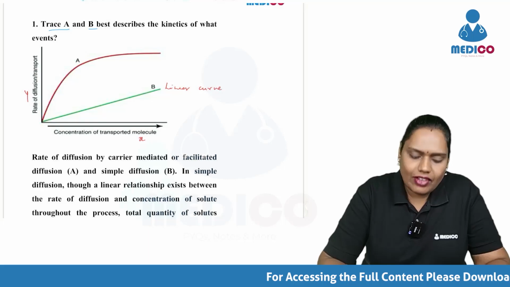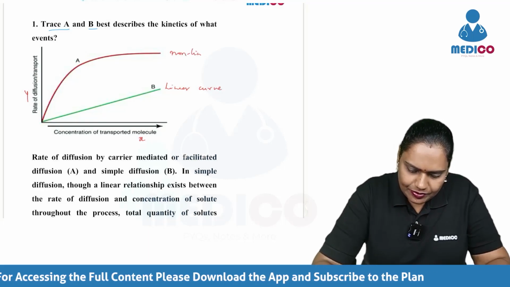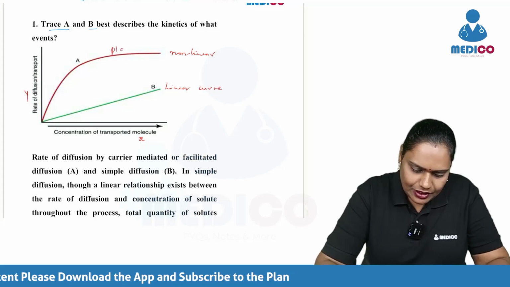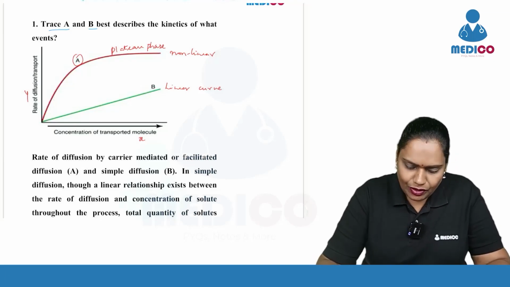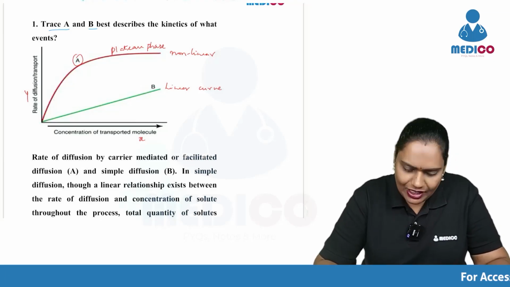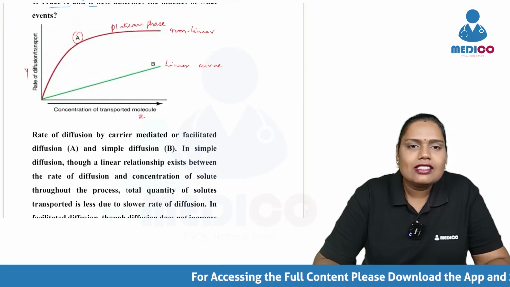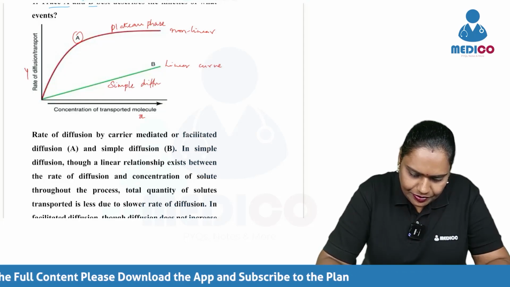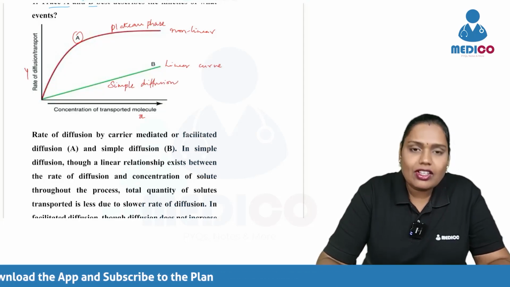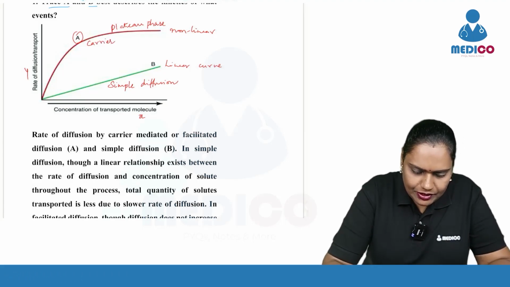Whereas trace A is not linear. Trace A is non-linear. It has a plateau. A plateau phase is present in trace A, whereas trace B is linear. So by looking at both the traces, you can easily identify that trace B is for simple diffusion, whereas trace A is the trace for a carrier mediated transport.